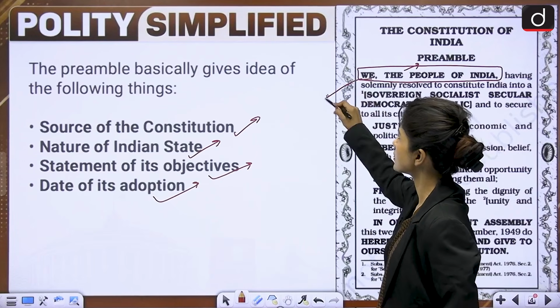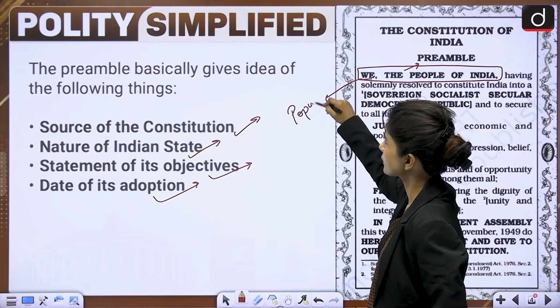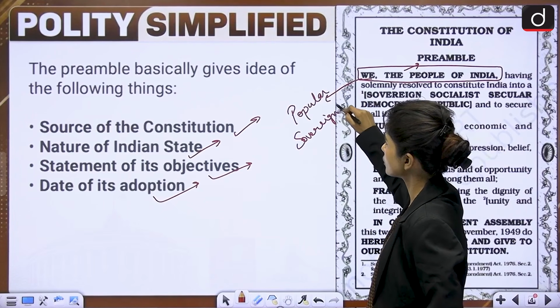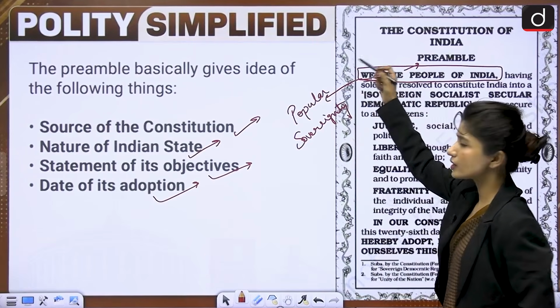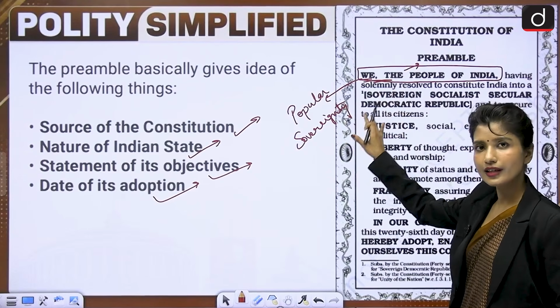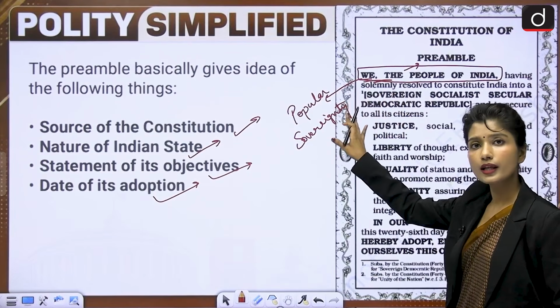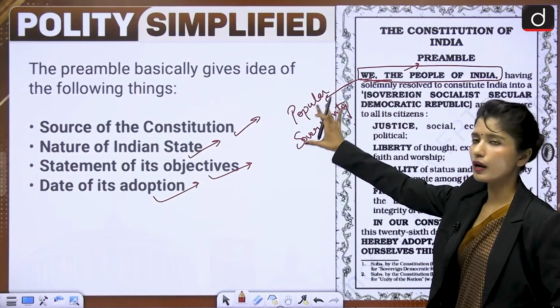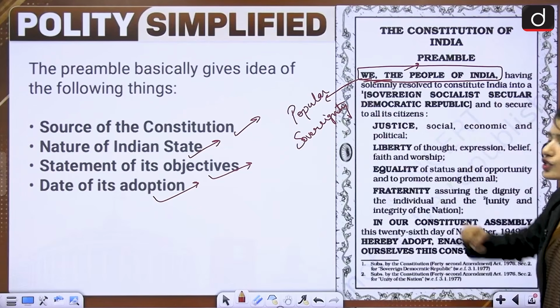And this is the concept of popular sovereignty. So the first line itself actually depicts popular sovereignty in India. That Constituent Assembly definitely drafted and adopted preamble, but they did so on the behalf of people. People are all powerful.